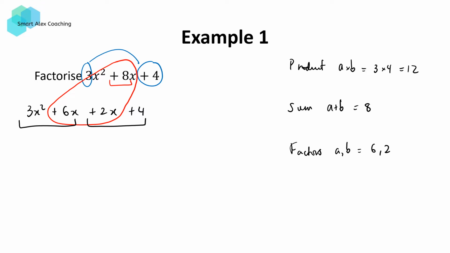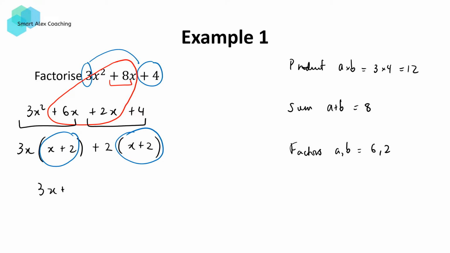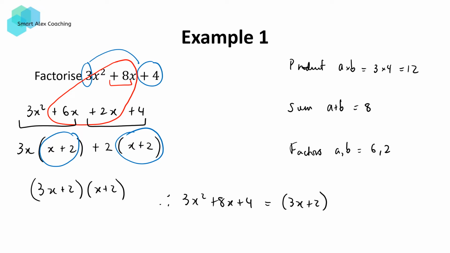So we group the 3x squared and the 6x together, and the 2x and the 4 together. For the first pair, I can factorize out the 3x. Inside the bracket, I'm going to have x plus 2. For the second pair, I can take out the 2. Inside the bracket, I'm also going to get x plus 2. This x plus 2 is our common binomial factor. So we can factorize this further to get 3x plus 2 times x plus 2. Therefore, 3x squared plus 8x plus 4 factorizes to 3x plus 2 times x plus 2.